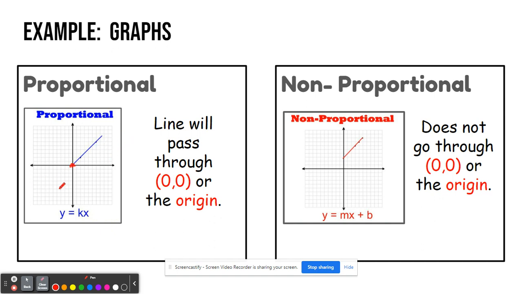Okay. Non-proportional is going to be a straight line, but it is not going to go through the origin. It is going to pass through somewhere else. It can pass either above or below. It doesn't matter, but it will not be directly on the origin. If it's on the origin, it's proportional. If it's not, it's not proportional.